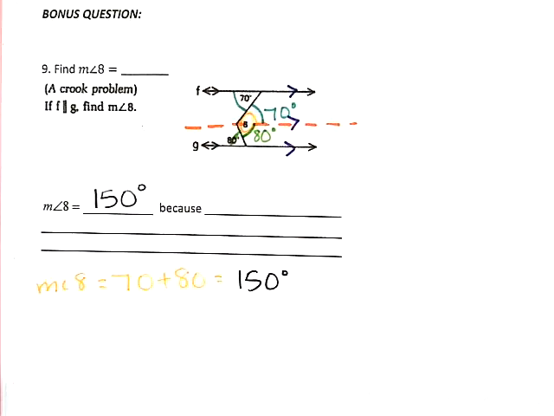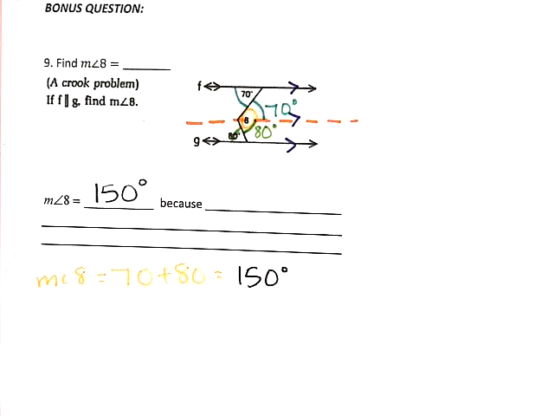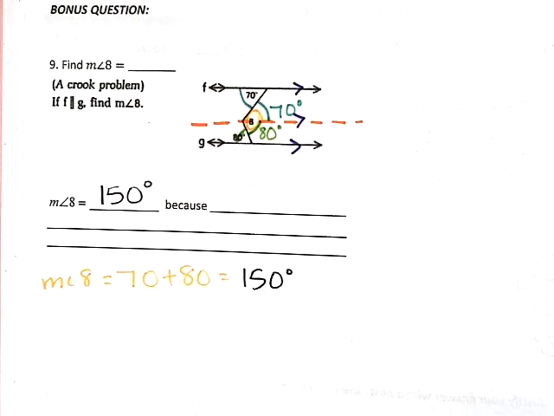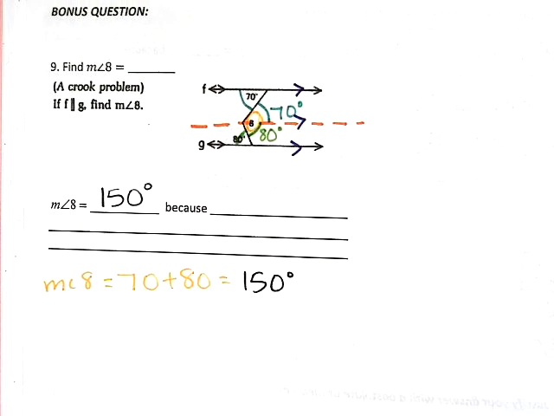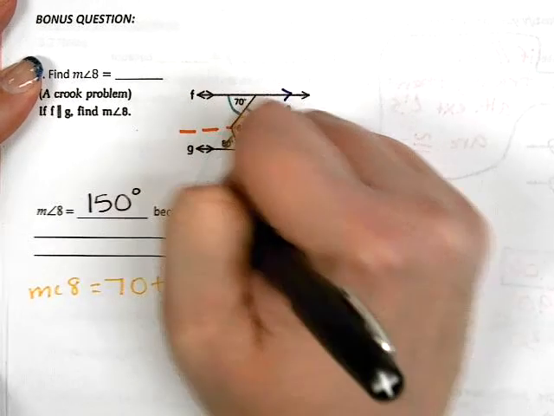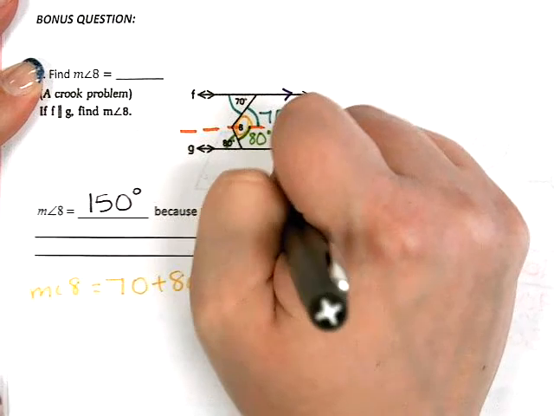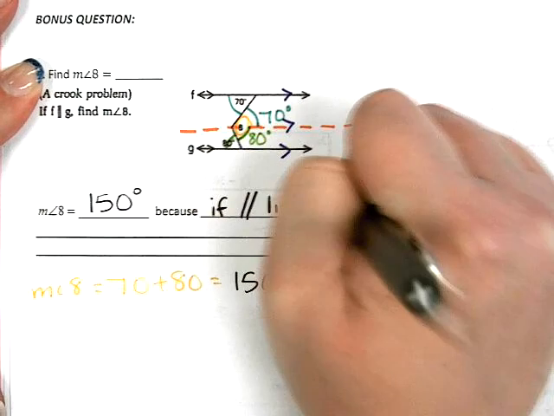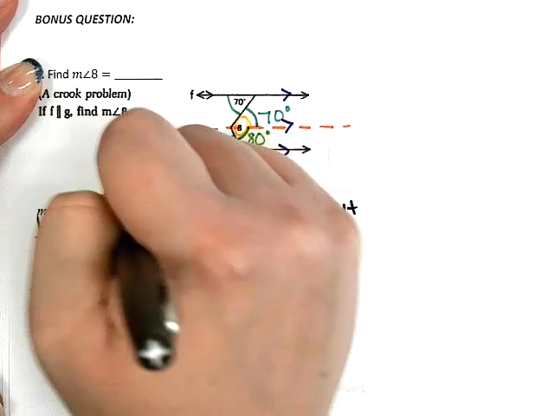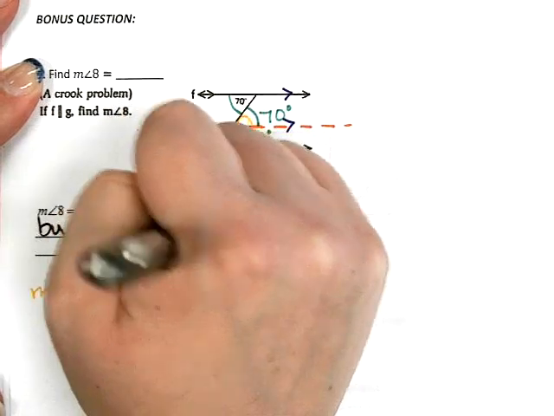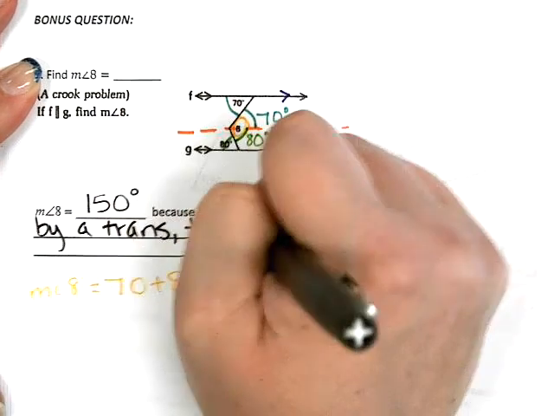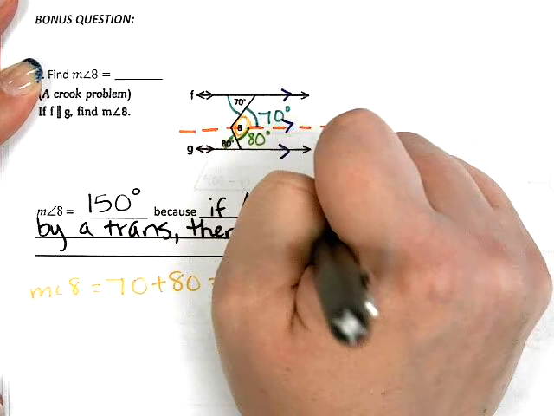And how did we get that? Well, we drew in a parallel line, and then we used the fact that we had alternate interior angles in there. So if parallel lines are cut by a transversal, then alternate interior angles are congruent.